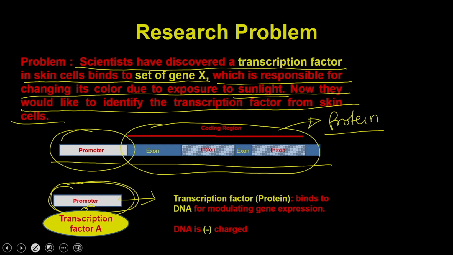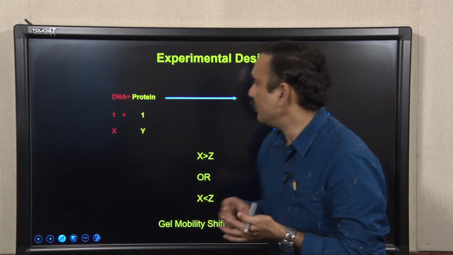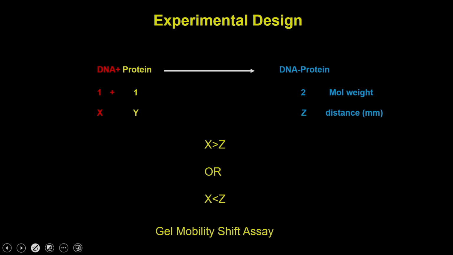So what you are supposed to do is the interaction analysis of the DNA region with the protein, and that you can do with a simple assay called the gel shift assay. We discussed in detail the basic principle of the gel shift assay: how the DNA and protein, when present in a ratio of 1:1, give a resultant molecular weight of 2, and how that reduces its electrophoretic migration on the gel.